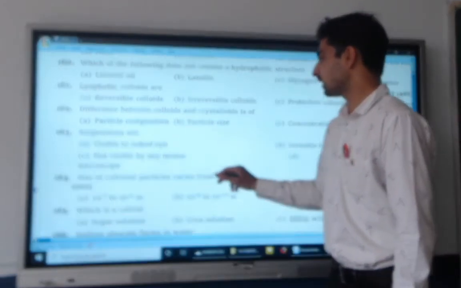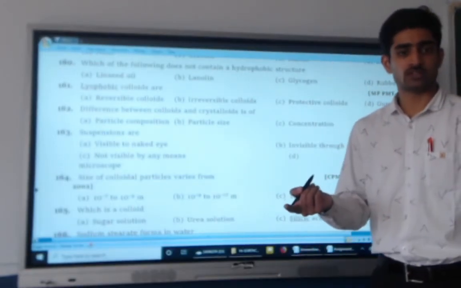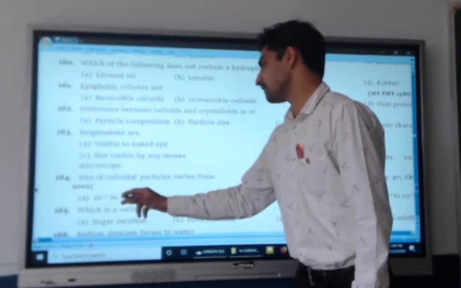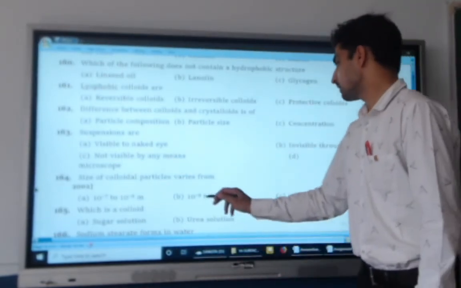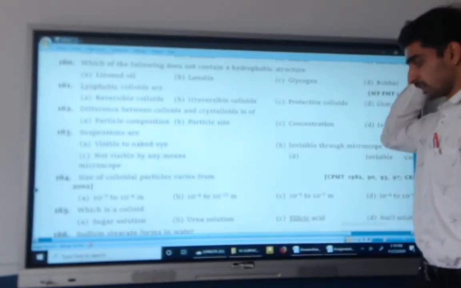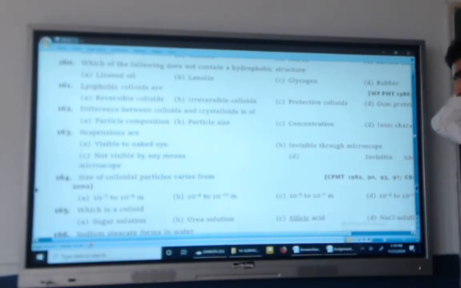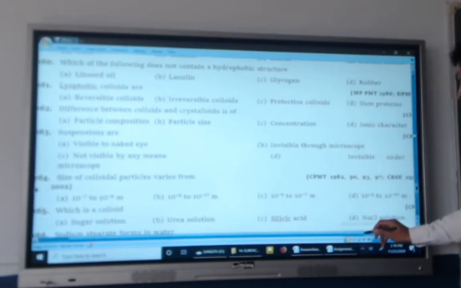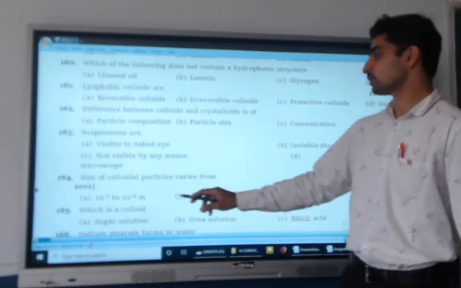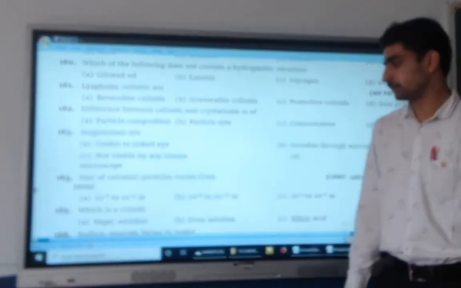Size of colloidal particles varies from 1 nanometer to 1000 nanometers. So that is 10 raised to minus 7 to 10 raised to minus 9 meters. 10 raised to minus 9 to 10 raised to minus 17 meters, 10 raised to minus 5 to 10 raised to 7 meters, 10 raised to 4 to 10 raised to 10 meters. So option E is 10 raised to minus 7 to 10 raised to minus 9 meters.